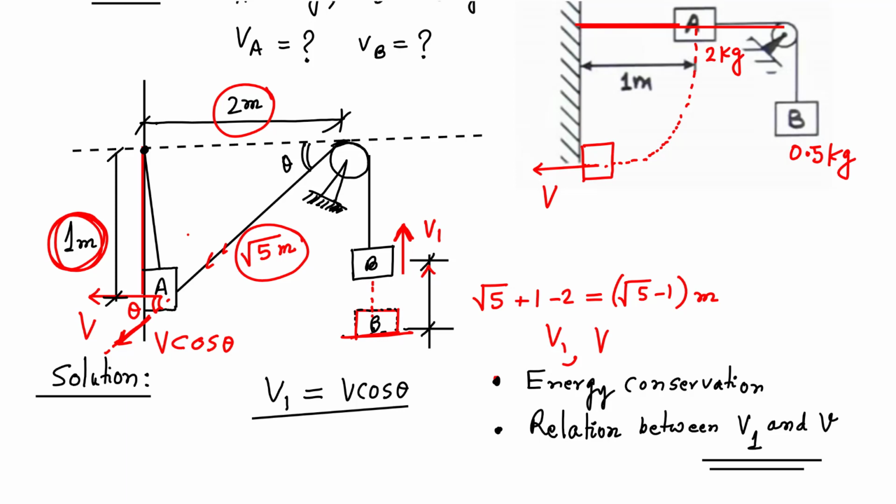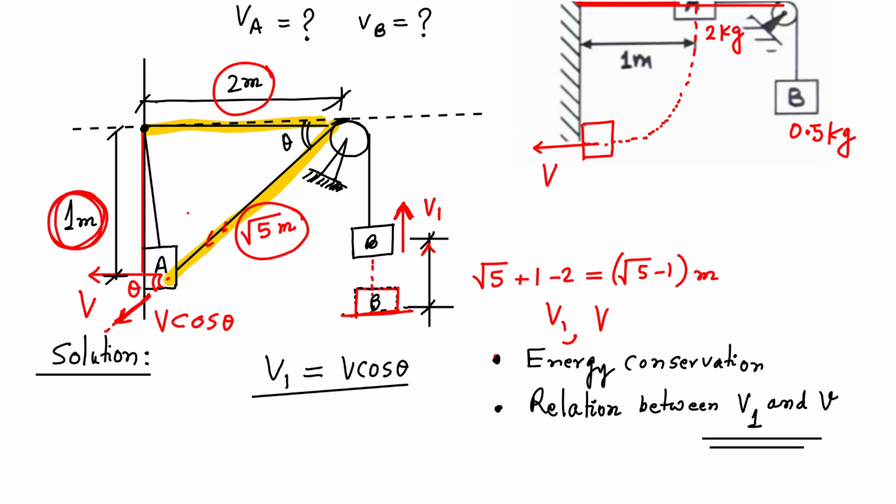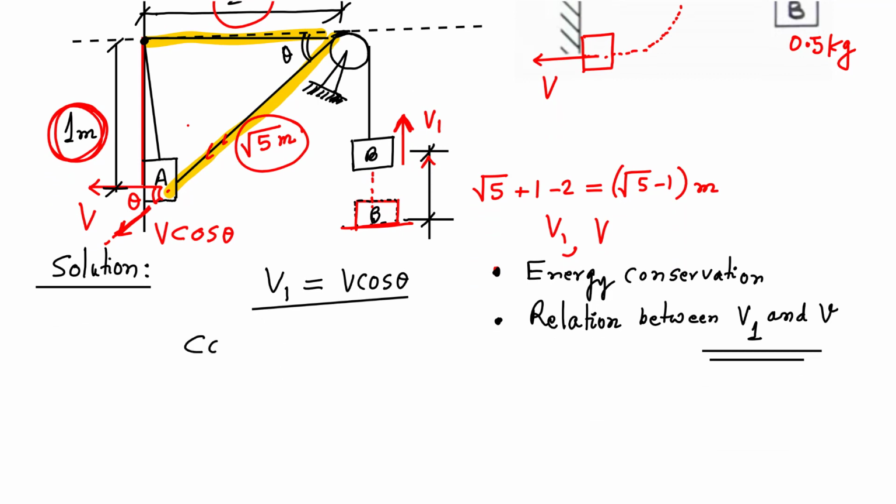Now we can also write what is cos theta in this case. You see in this triangle, cos theta will be this length, and this length is how much? This length is 2 meter divided by this length, that is root 5 meter. So 2 meter divided by root 5 meter. So cos theta is nothing but 2 divided by root 5.